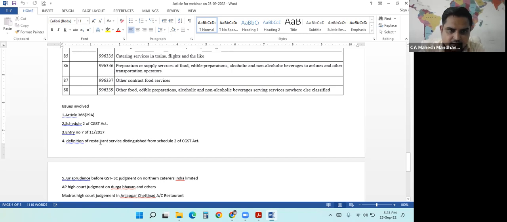As far as one thing is acceptable, that yes, whenever there is a supply of food, it will be liable to tax as a supply of service. Now, a distinction has been made by the government by defining separately what is restaurant service. Restaurant service has been defined in notification number 11 of 2017, and that is the main issue of litigation.